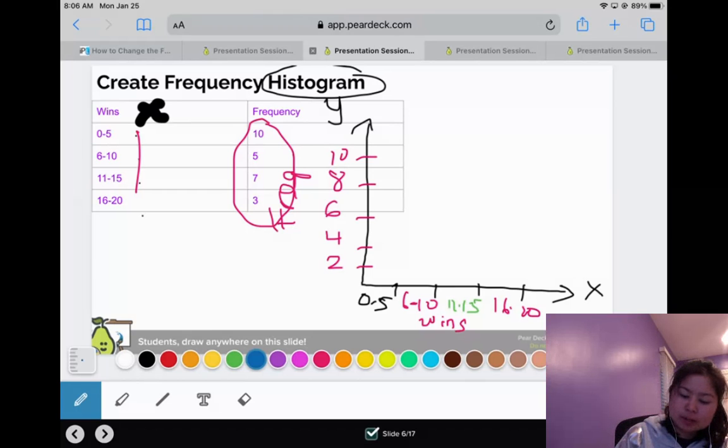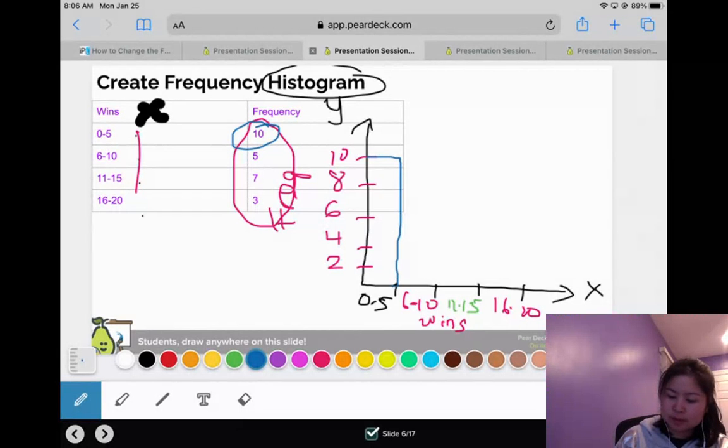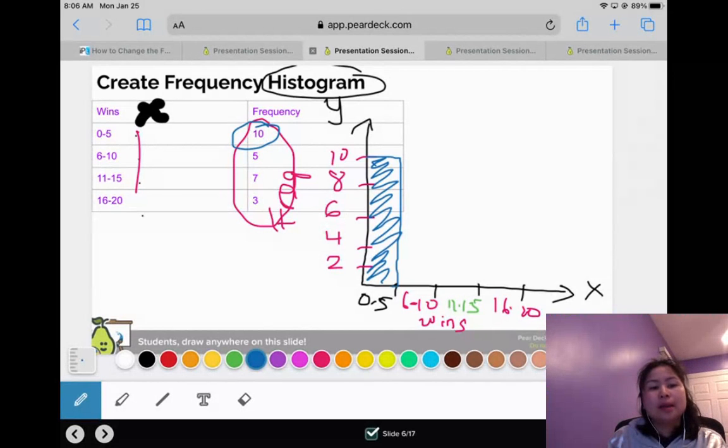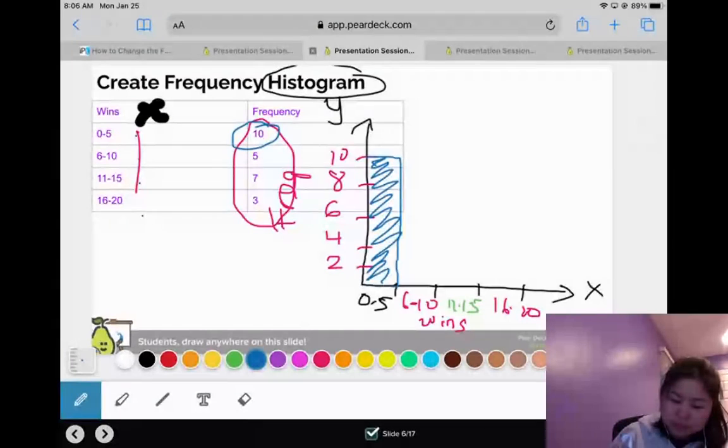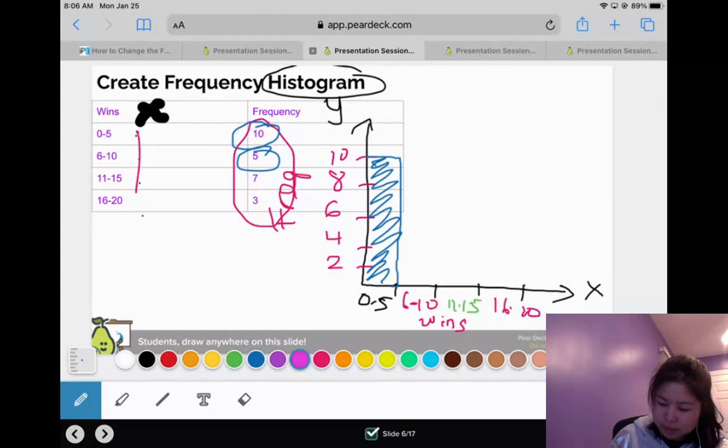Right now, for the first class, the frequency is 10, so I'm going to draw a bar at 10. Highlight it. The mistake that I see from your last summative on this one is that you make space. There's no space between these bars. You're going to draw them right next to each other. Don't space them out. The next one is 5.